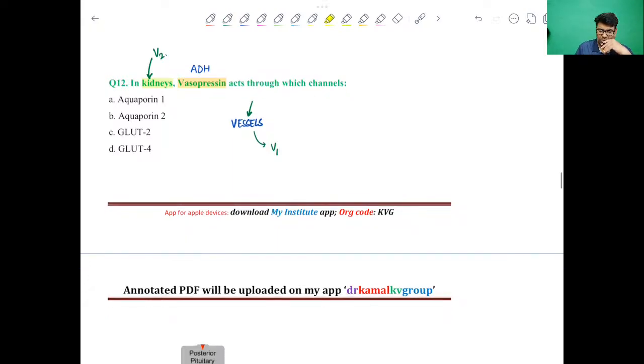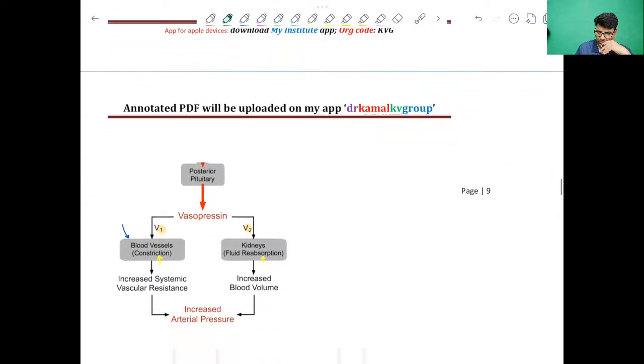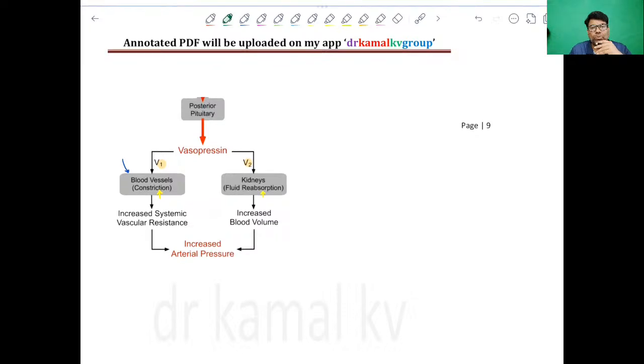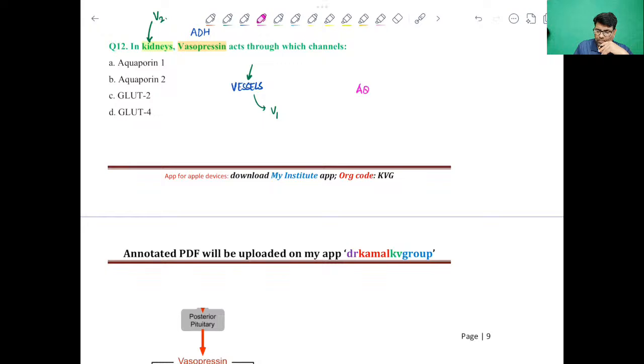So vasopressin, which is just another term for antidiuretic hormone, right? So this is aquaporin 2, and it results in absorption of water. And therefore, if there is any problem with this aquaporin channel, what will happen? There will be defective water absorption, right? And what will happen? Large amount of water will go into the urine.